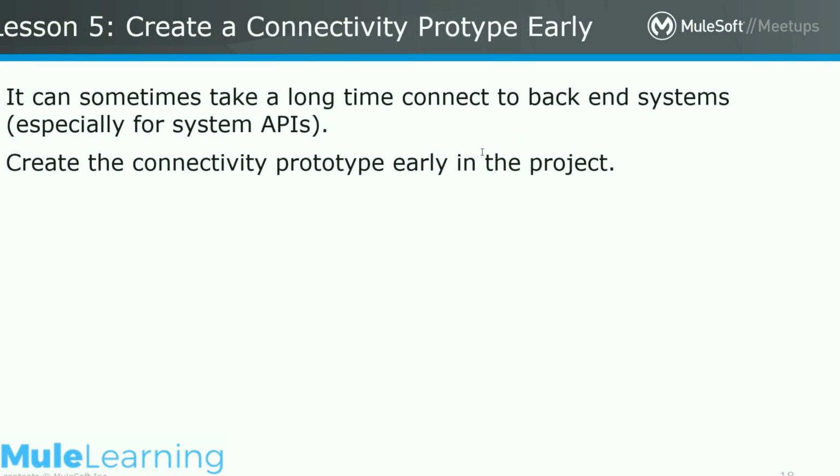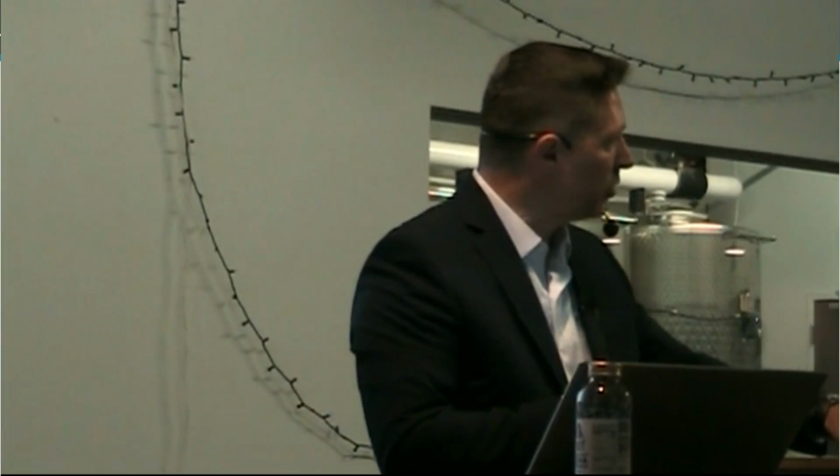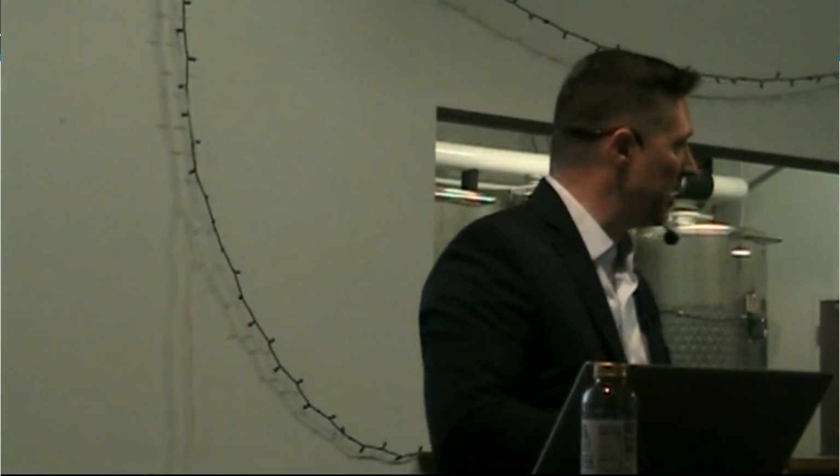Lesson number 5 especially applies to system APIs. What you're going to find is that it often takes a long time to learn how to communicate with back-end systems. You have to get access, right? You have to learn the protocol, you have to learn the data structures, and there's a lot to learn. So what I've found is that if you have a team of MuleSoft developers, you'll have an API designer, turn him loose immediately doing the design, and then take another developer and turn him loose actually creating what I call a connectivity prototype. But get that done early in the life cycle. Do it first, because it takes so much time.